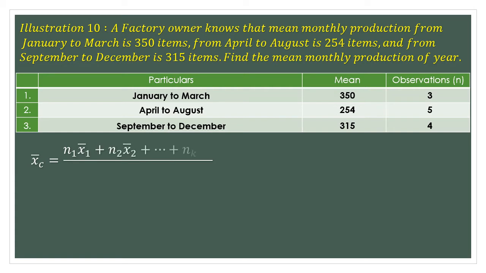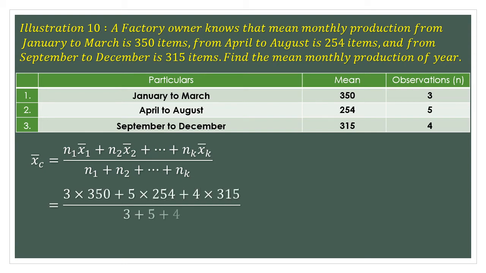C means combined. Just write the formula as it was given in the initial slide. Next, we have to put the values according to our groups here. How are we going to do that? The observations are 3, 5 and 4, and these observations will be multiplied with their respective means and then added. That means 3 into 350 plus 5 into 254 plus 4 into 315, and divide by the total of all the observations, that is 3 plus 5 plus 4.